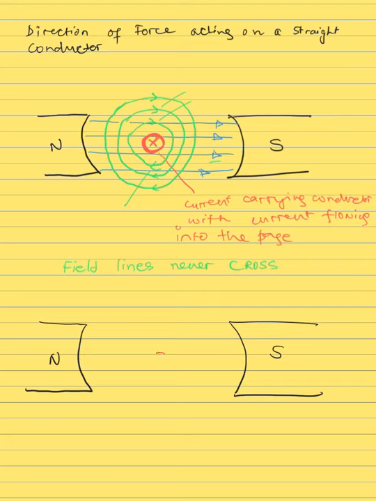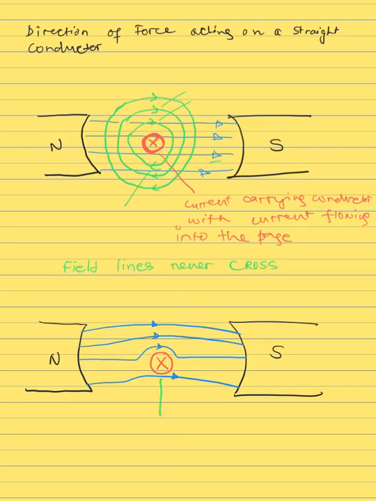Let's say here is your conductor with current flowing into the page, and the field lines will go like this. There will not be any crossing. This will be the actual magnetic field. So what do you feel? That there is a force on this conductor downwards, because it's a stronger field at the top and a weaker field at the bottom. So this will be the force experienced by this conductor.